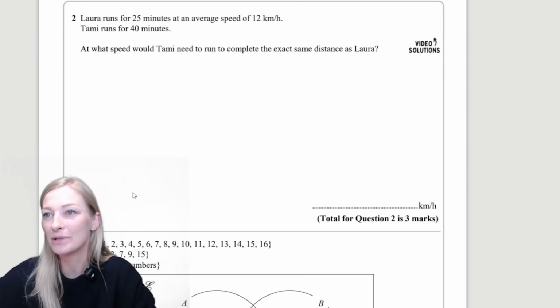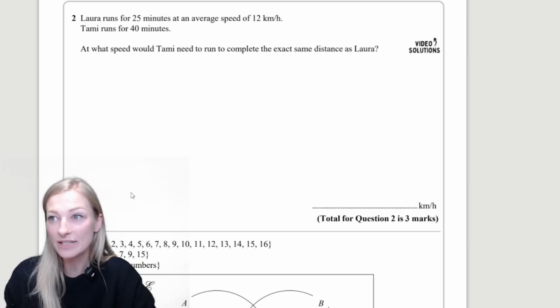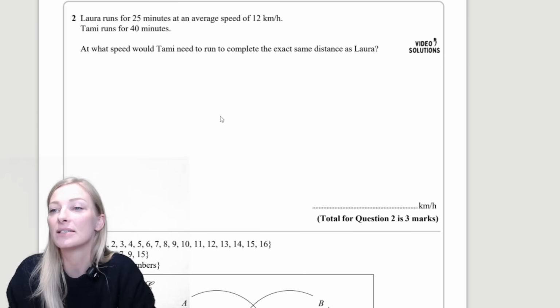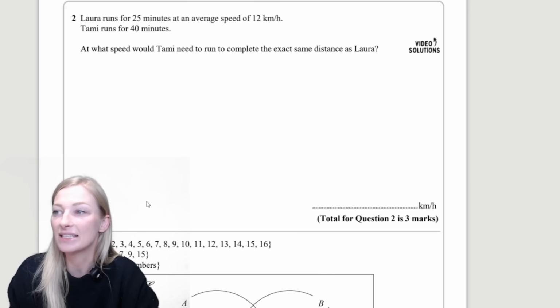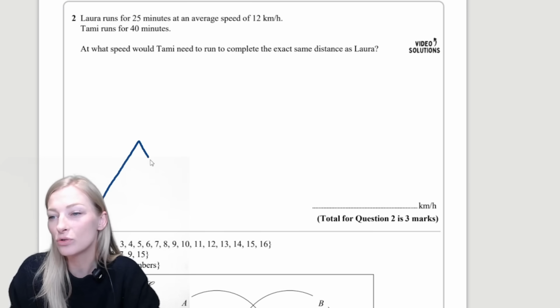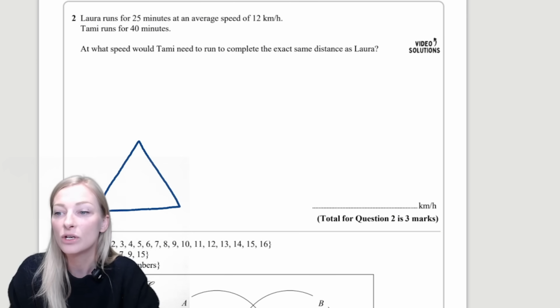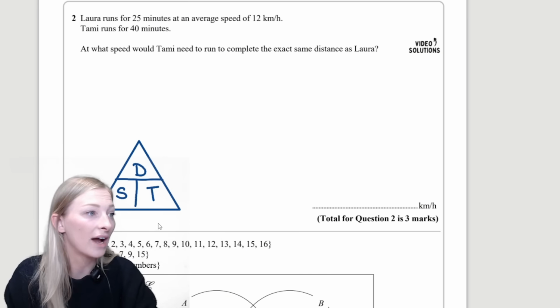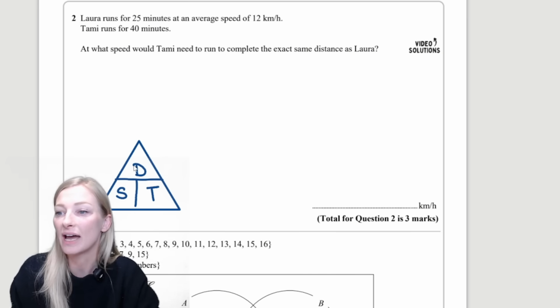Okay, question number 2. Laura runs for 25 minutes at an average speed of 12 kilometers an hour. Tammy runs for 40 minutes. At what speed would Tammy need to run to complete the exact same distance as Laura? So I'm going to start by drawing my speed, distance, time triangle. Speed, distance, time. And we'd like to know first how far Laura has run. That's going to be the first thing we want to work out, the distance.